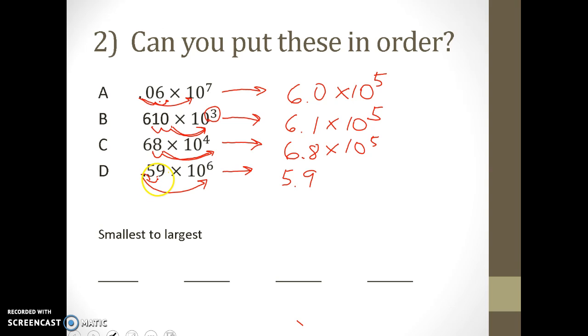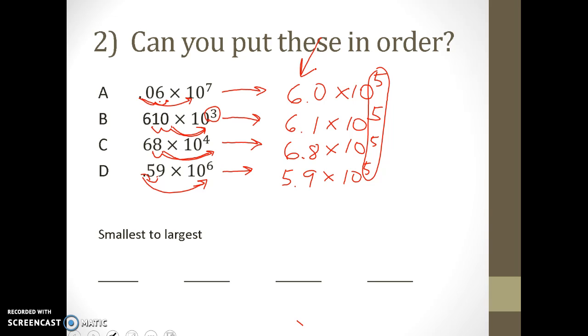So I've already moved it 1 space to the right, so I only need to move it 5 more spaces to the right to get it into scientific notation. And so now I want to put all these numbers in order from smallest to largest. You can see that all of the exponents are the same. They're all 5. So then I'm just going to look at the actual numbers.